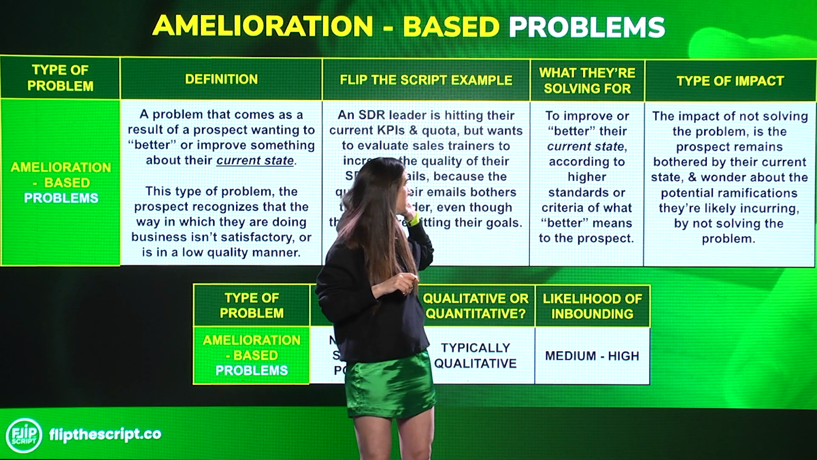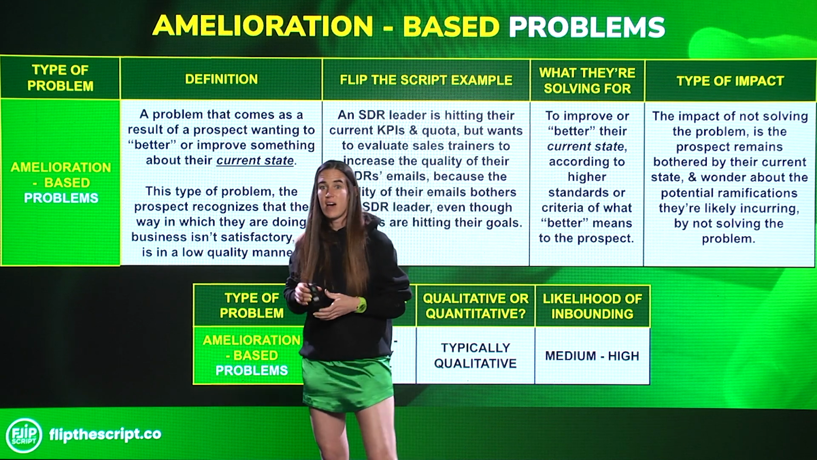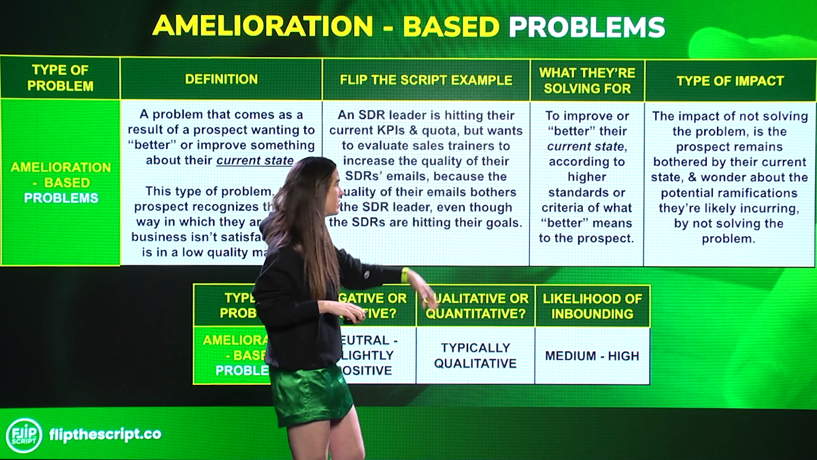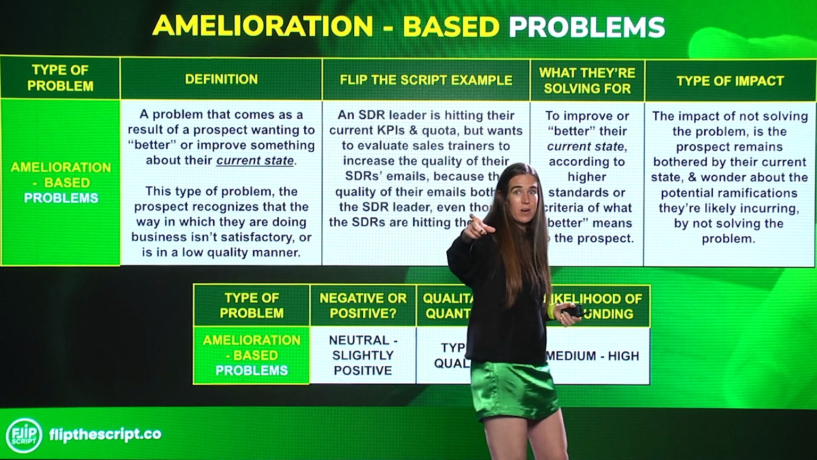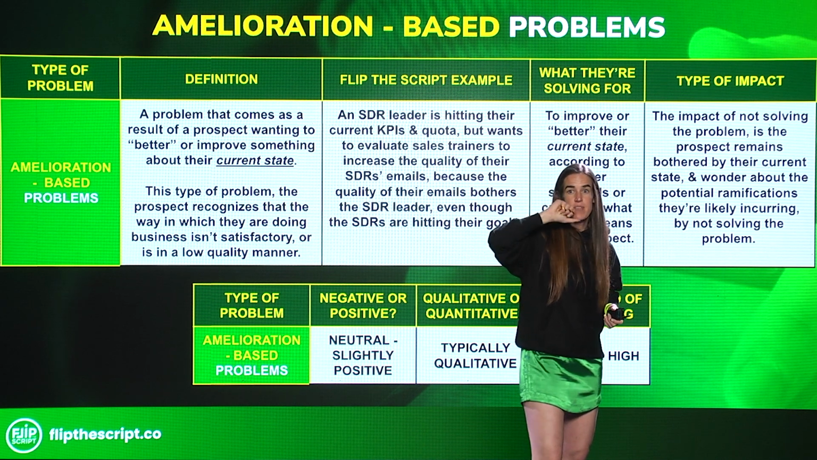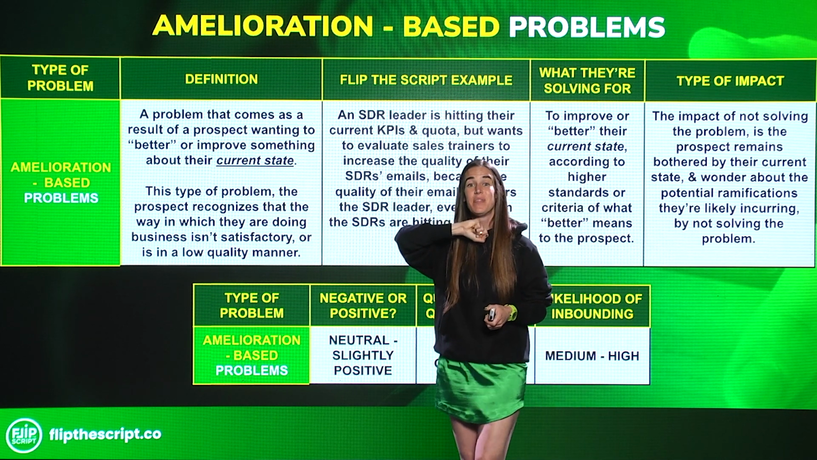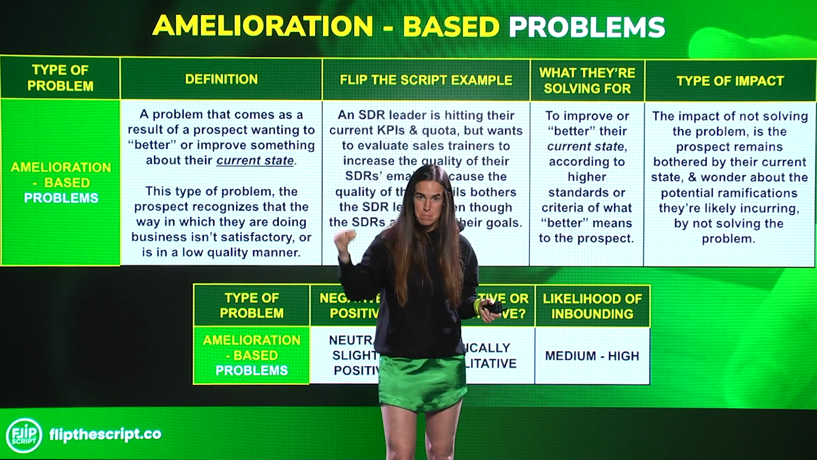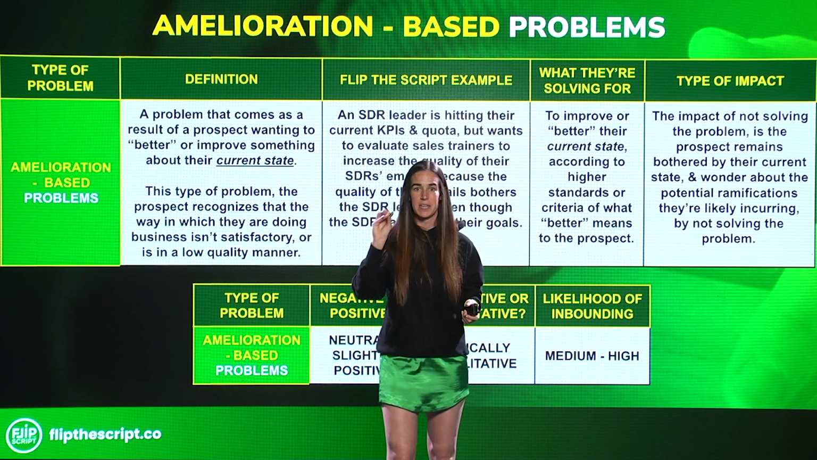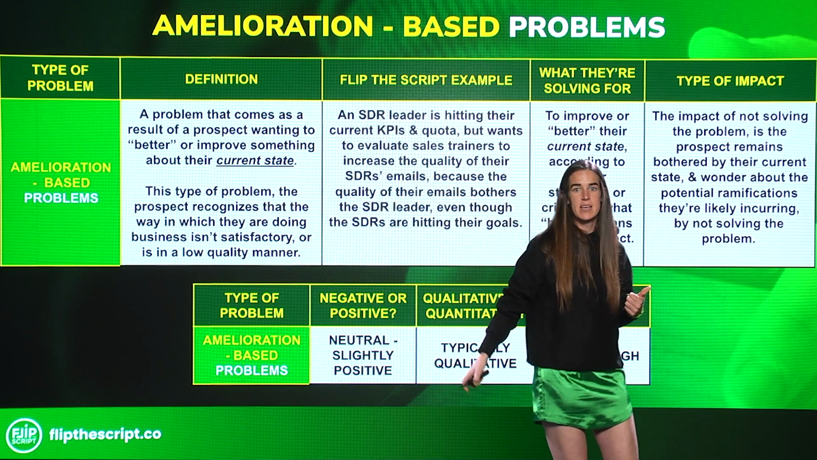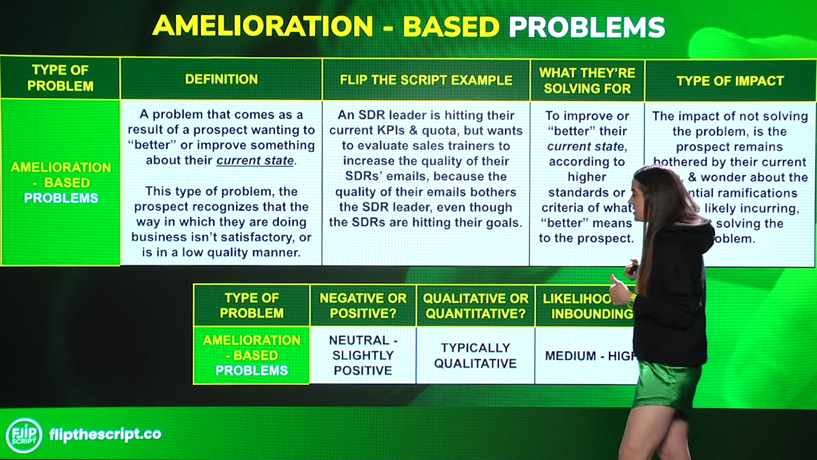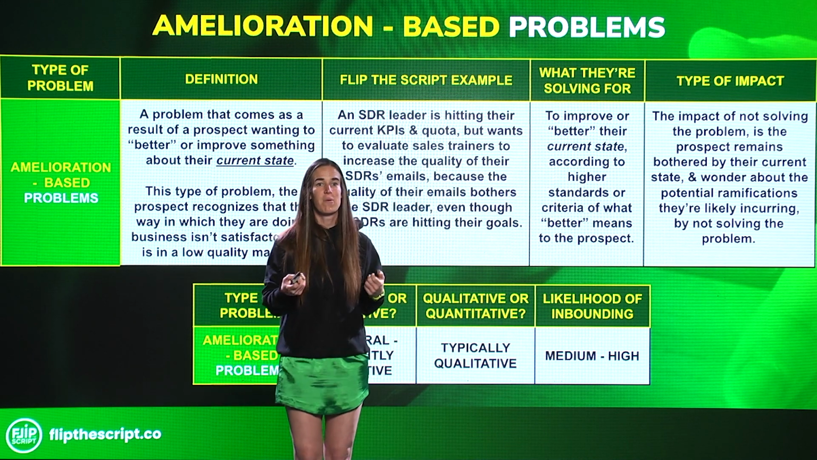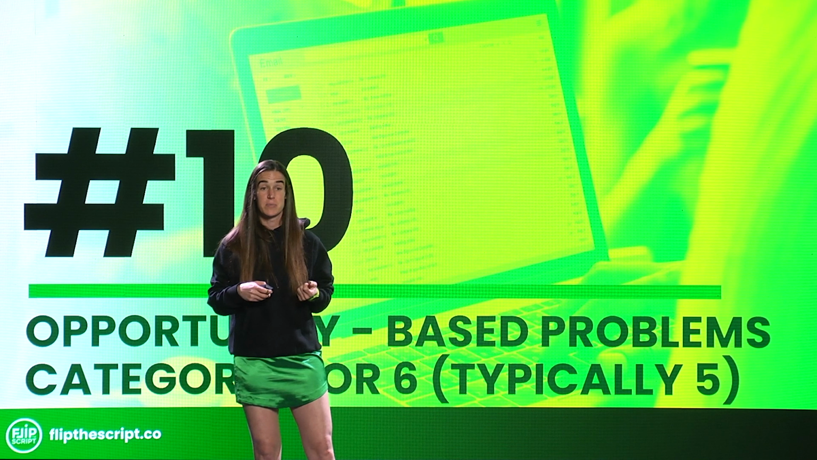So what I'm trying to solve for is to make the bad things better, and the impact of that not happening is basically a prospect remains bothered by this currently happening, and they wonder, is there a potential negative impact that I'm incurring because of this process? But they don't know. That's not why they're solving for it. They're solving for it because it just bothers them in the present that this thing is not quality. So type of problem is neutral to slightly positive, typically qualitative and medium to high. But this essentially is someone currently hitting their primary metric, but wanting to make their reality better just because.